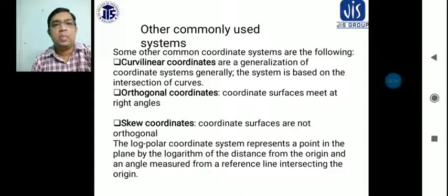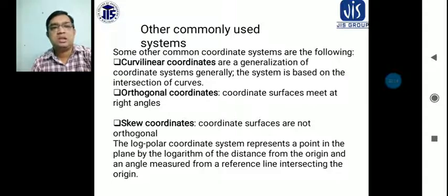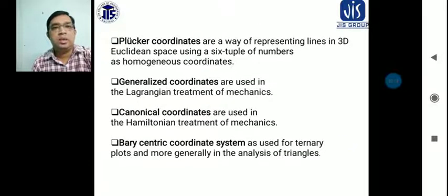The log-polar coordinate system represents a point in the plane by the logarithm of the distance from the origin, and an angle measured from a reference line intersecting the origin. And you can see the Plücker coordinate systems are a way of representing lines in 3D Euclidean space using a 6-tuple of numbers. Homogeneous coordinates are also here. The generalized coordinates are used in the Lagrangian treatment of mechanics.